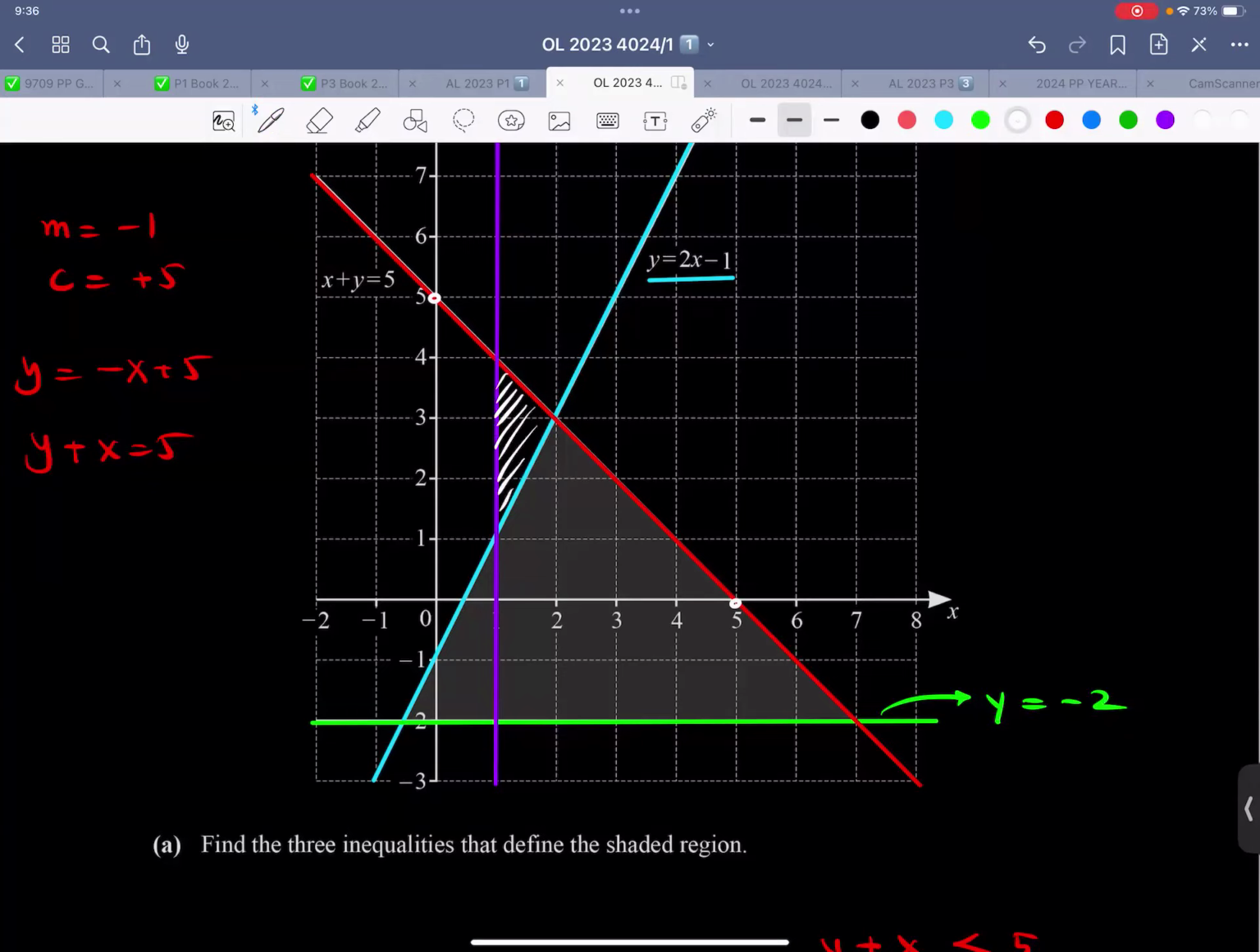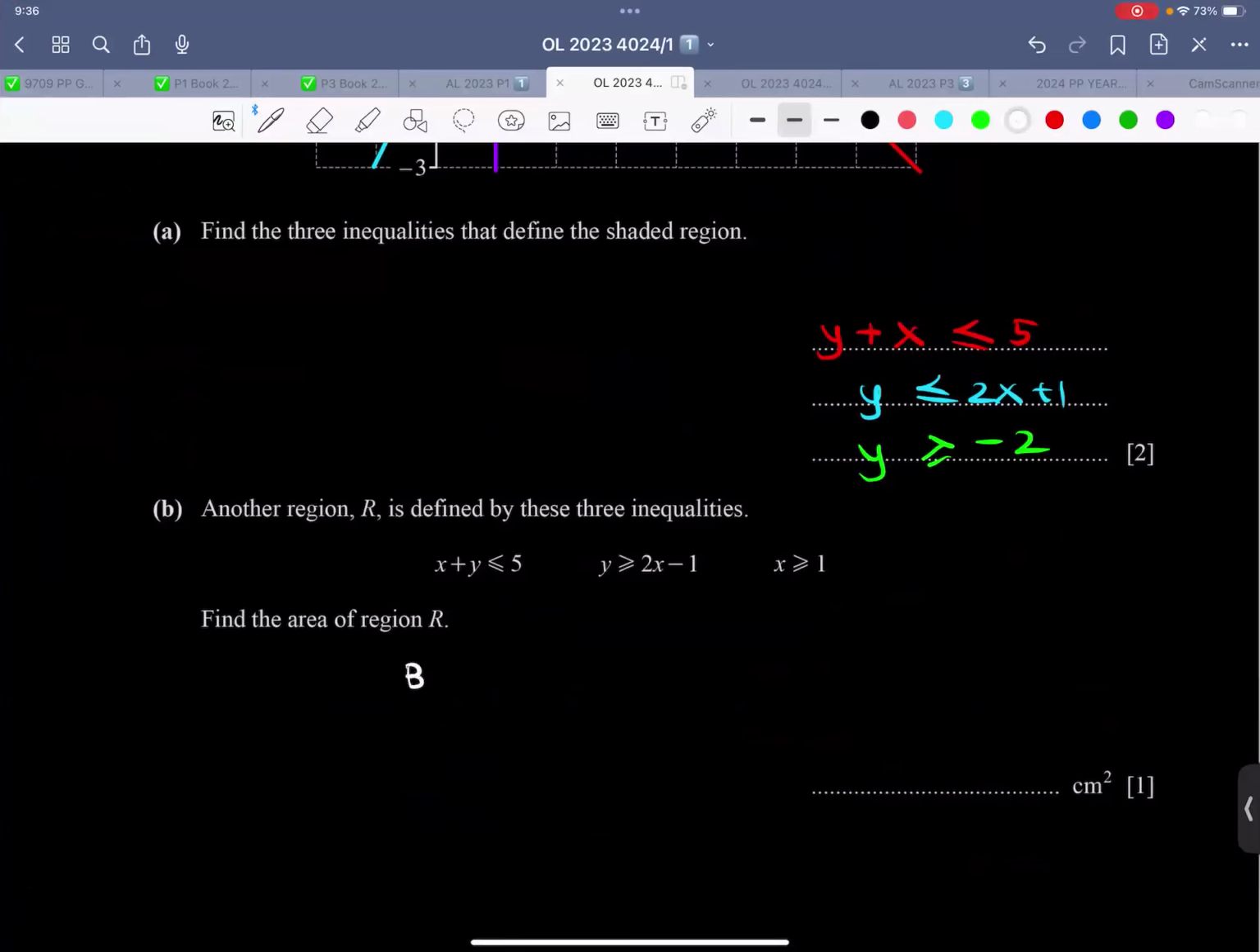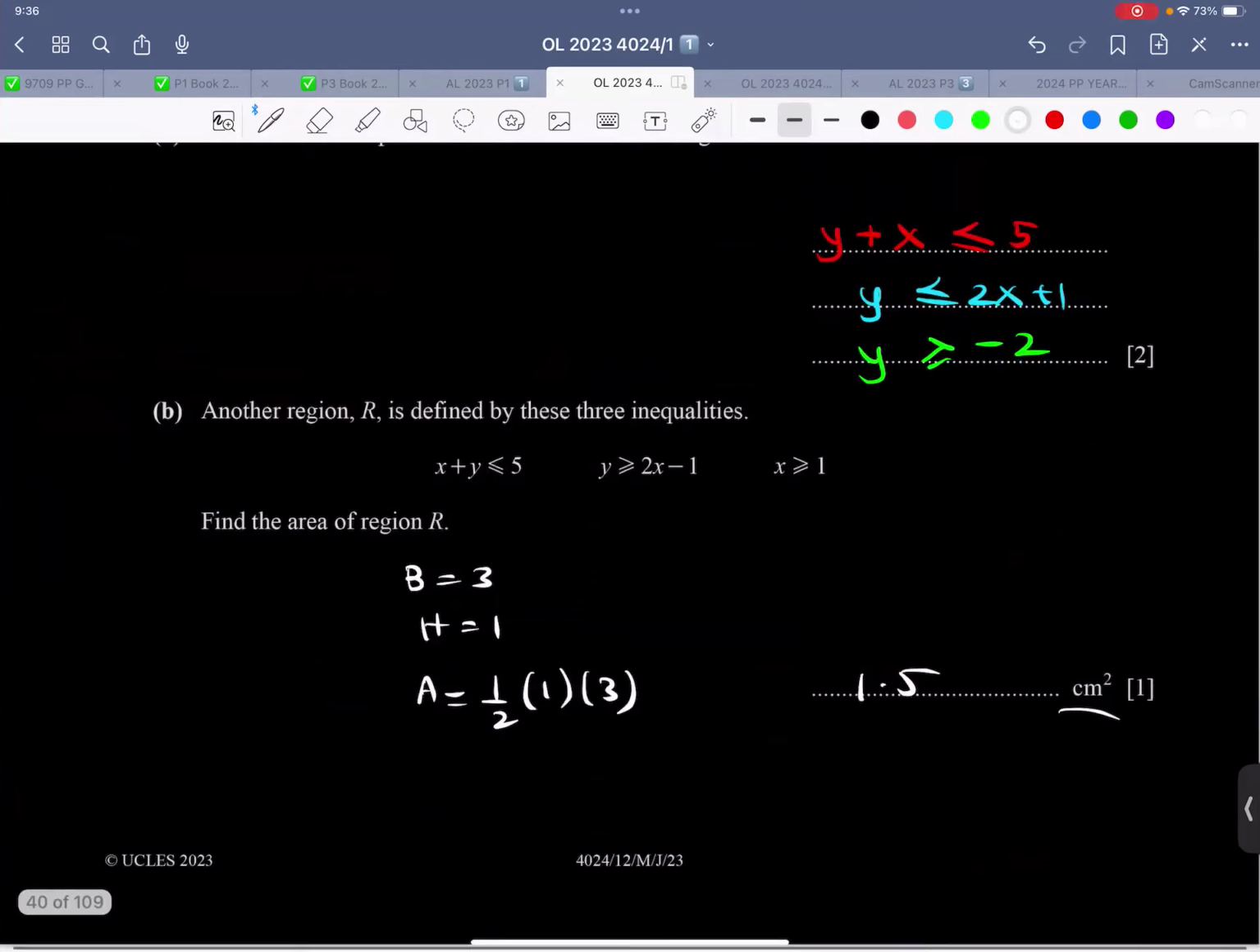What is the area? This is the height, and the base is from 4 till 1. So the base is 3, height is 1. So area is half into 1 into 3, which is 1.5 centimeters squared, because it's a 1 centimeter grid. So that's how this thing is done.